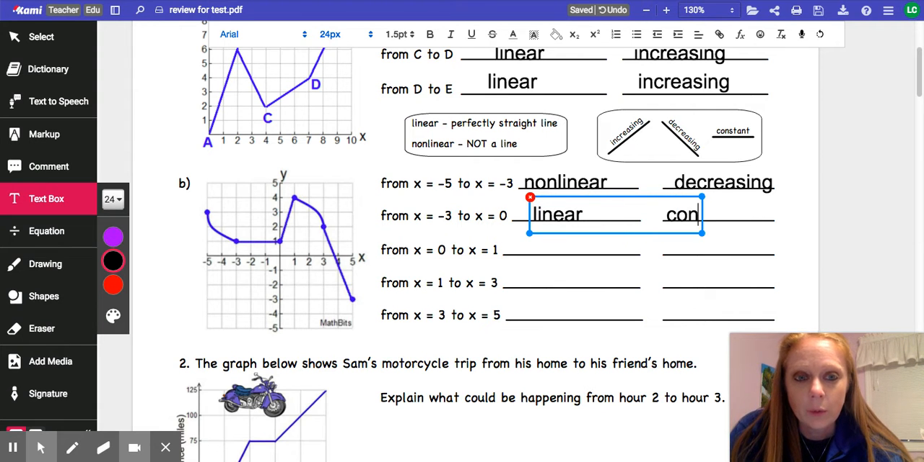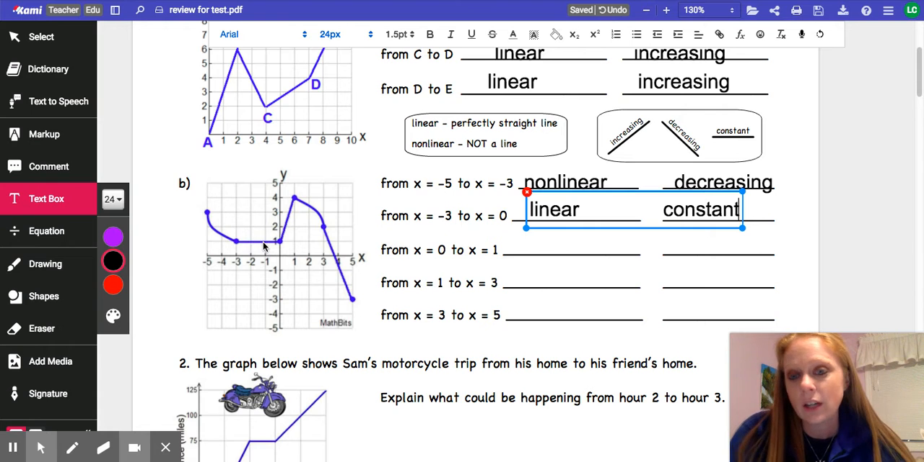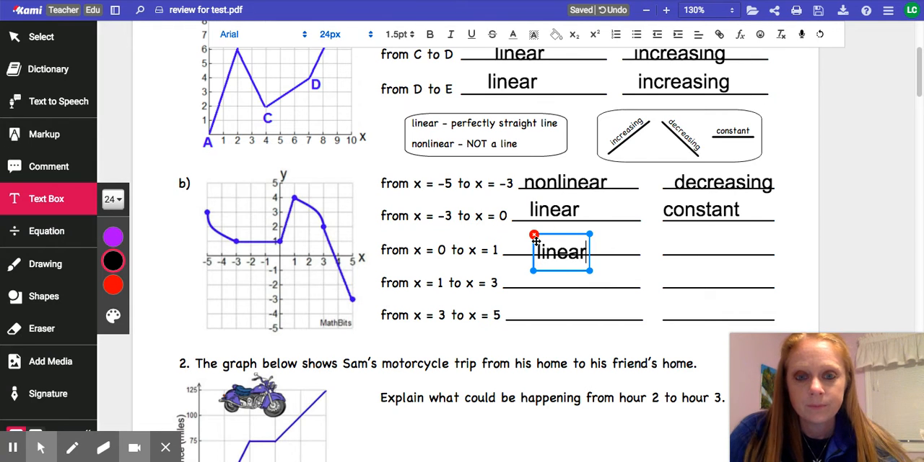And this is where it would be a constant. So it's not increasing, not decreasing, but it's constant. This is like those examples where the jogger stopped to take a break, or you're not moving any, or you're driving at a constant speed. Okay, and then we're going up again, and it is linear.